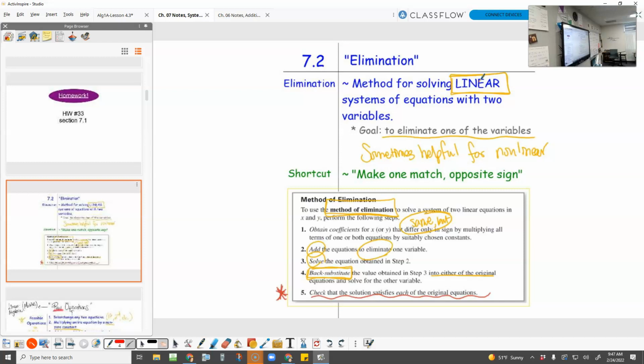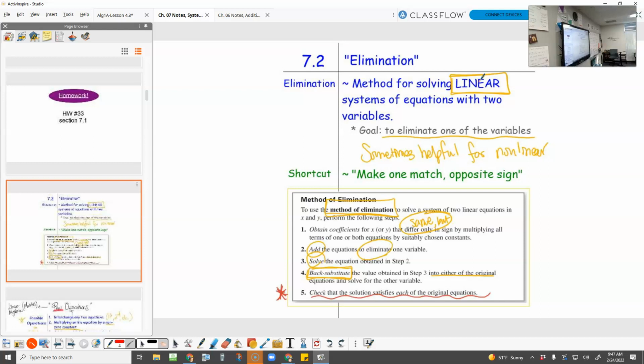Now, wait a minute. You don't hate it all the time when all the variables are gone. When are the times that you love when all the variables are gone? Elimination. Oh, 0 equals a number. Why is it great if 0 equals a number? The x's are gone, the y's are gone, and it's a false statement. You're able to say what? They get to stop, right?